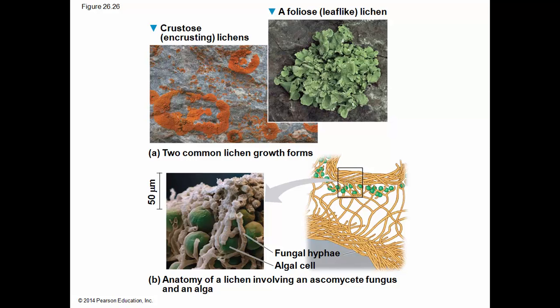Okay, here's the anatomy of lichen. It shows the Ascomycetes fungus here, and then it's got little algal cells wrapped up in it, and that's what gives the green color to the fungus here. So lichen could have been one of the earliest organisms to colonize the surface of the earth.